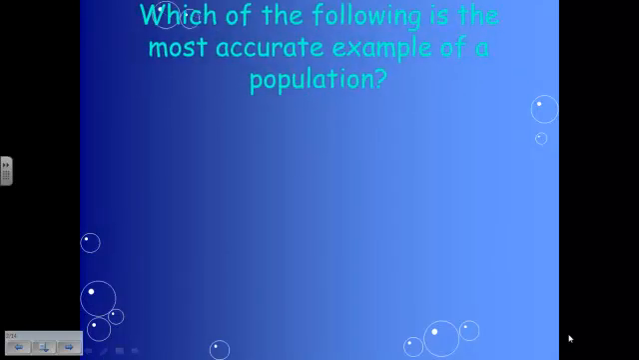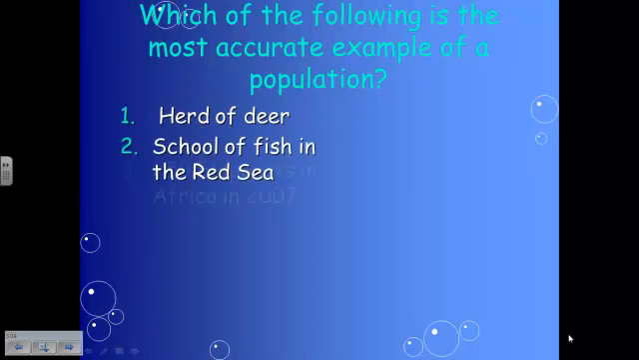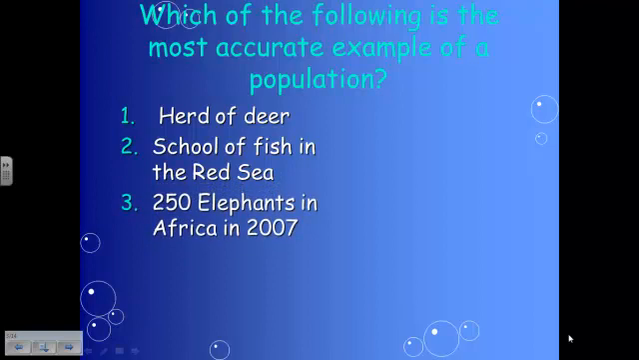So out of those two possibilities, tell me, which of the following is the most accurate example of a population of the following choices? The first, a herd of deer. Second, a school of fish in the Red Sea. Third, 250 elephants in Africa in 2007, or a flock of Canadian geese.